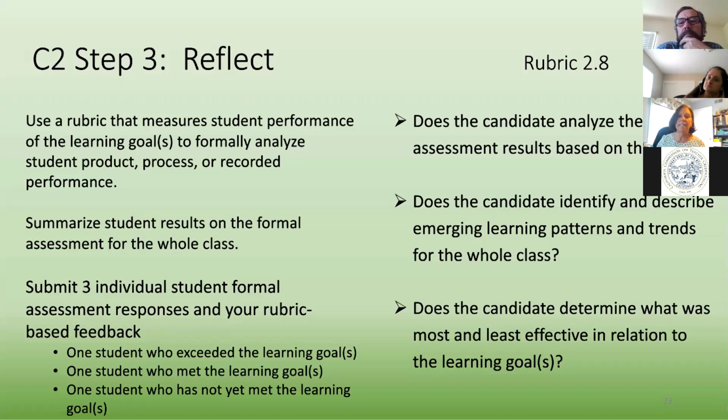And then finally, does the candidate determine what was most and least effective in relation to the learning goals? So looking again here at how a candidate thinks about formal assessment and the use of a rubric with their students and how they provide that feedback to their students.